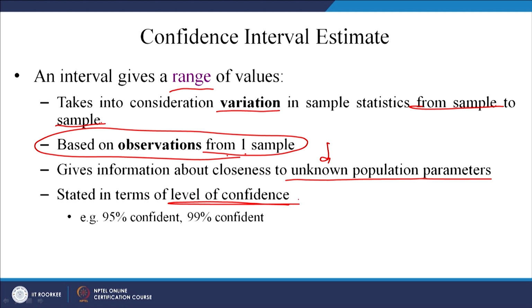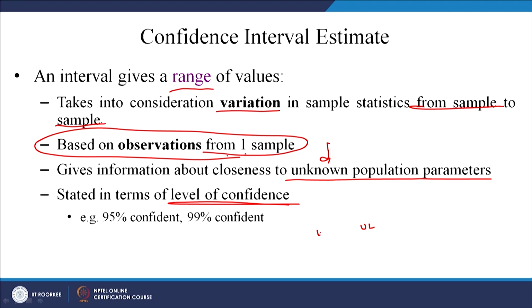There are two things: something called confidence level and something called confidence interval. The confidence interval is the range within which the population parameter will fall, so you have an upper limit and a lower limit, and in this your population parameter will fall. Confidence level is the probability that the population parameter will fall in this range. So one is probability and the other one is range.